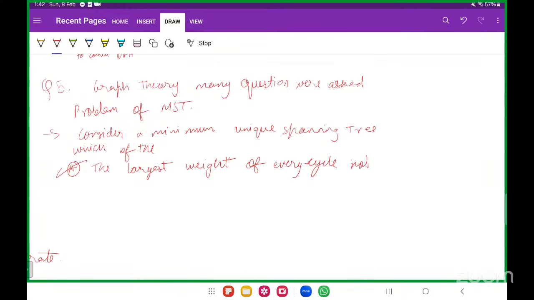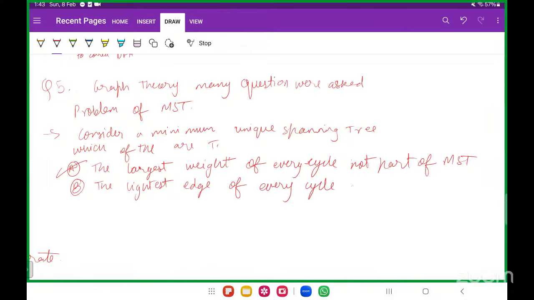And you can look at the K25 notes, right? It has been discussed. Similar problems have come in PYQs also. That's why I always recommend you should be more focused on PYQs. The second one is: the lightest edge of every cycle is part of every MST. This option is false, and this has also been taken from the previous year PYQ only.